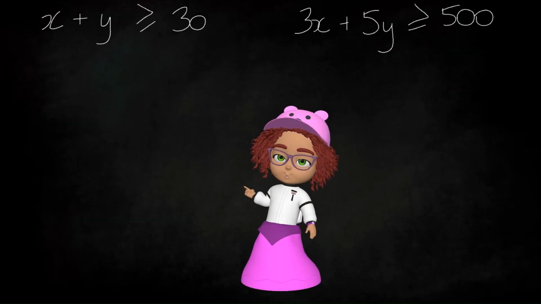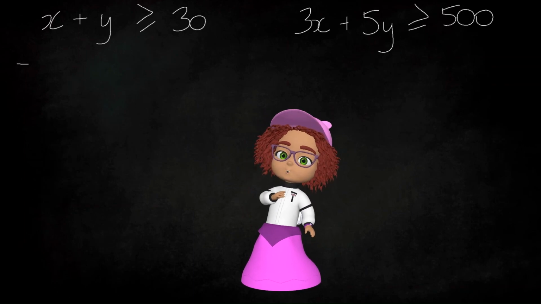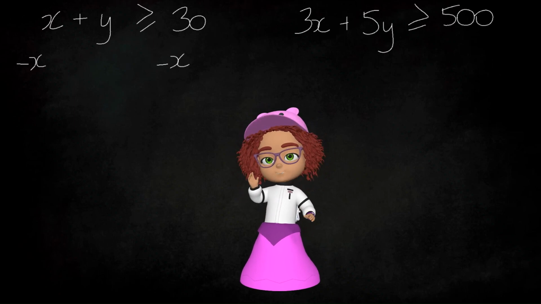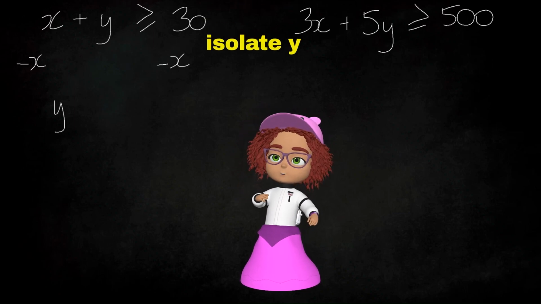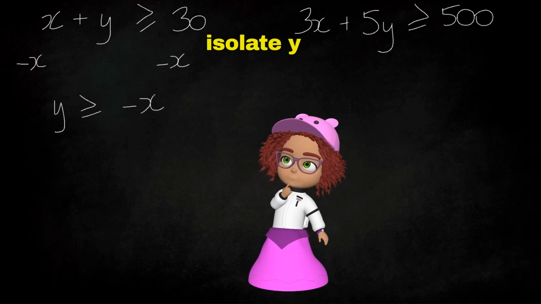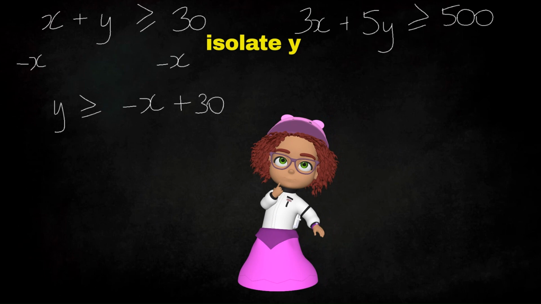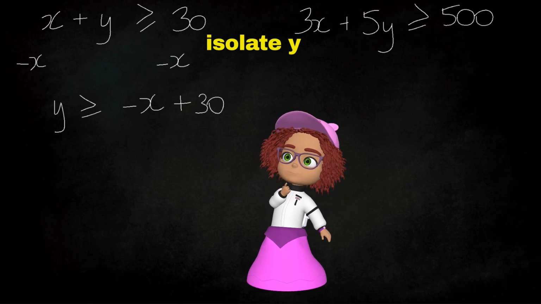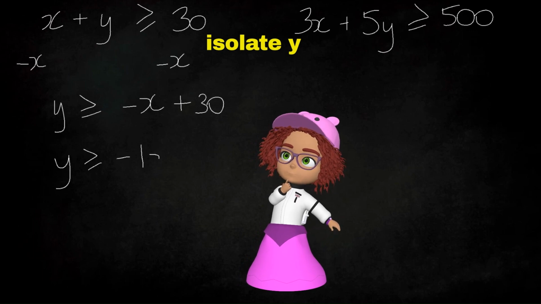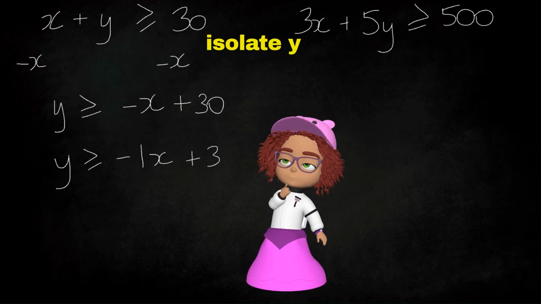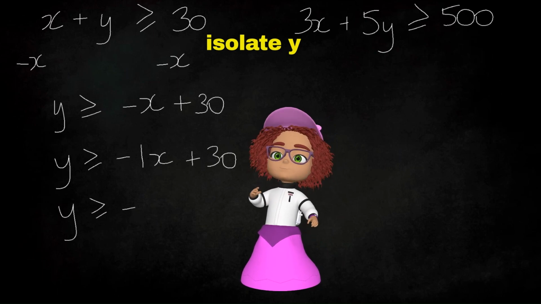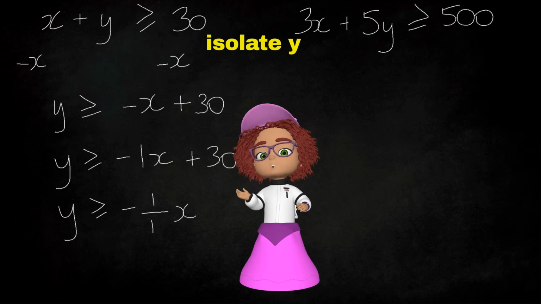Thanks, Rex. I will use the equations you have provided and convert them into a slope and y-intercept form. I will do this by isolating y. The first inequality, I will subtract x from both sides. Negative 1x is the same as negative 1 over 1x. So I will have y is greater than or equal to negative 1 over 1x plus 30.